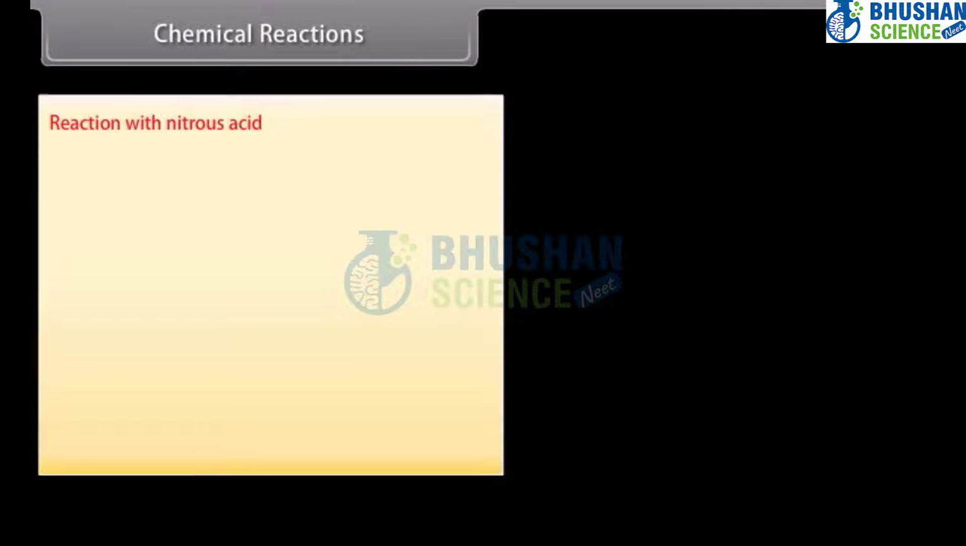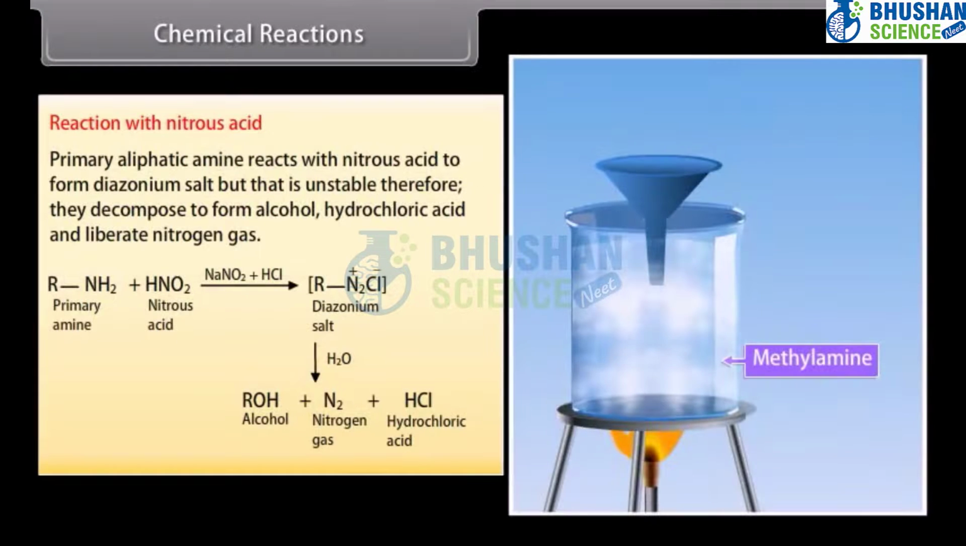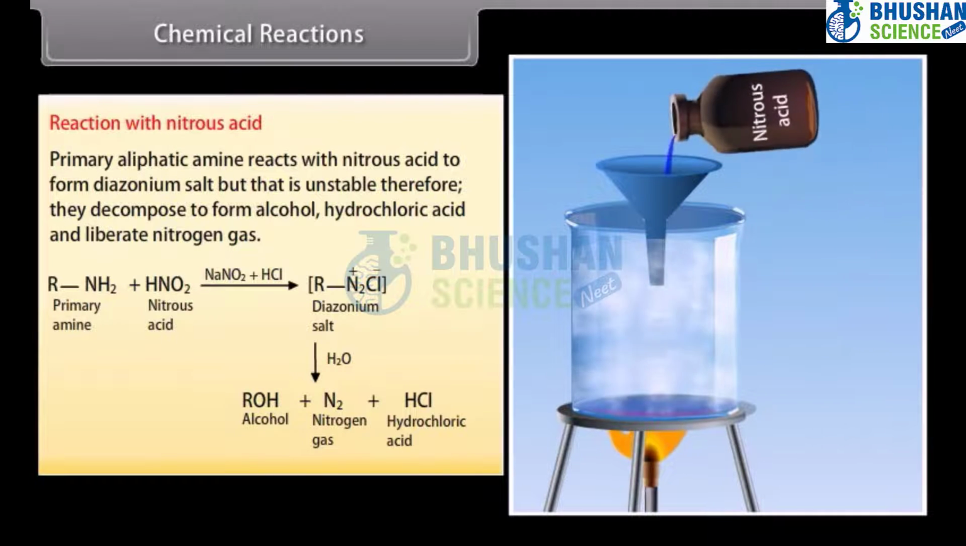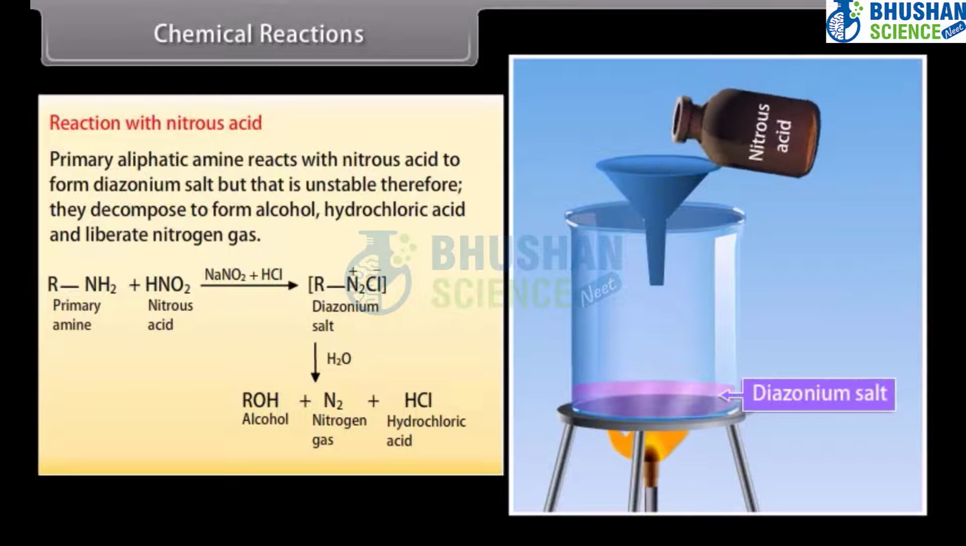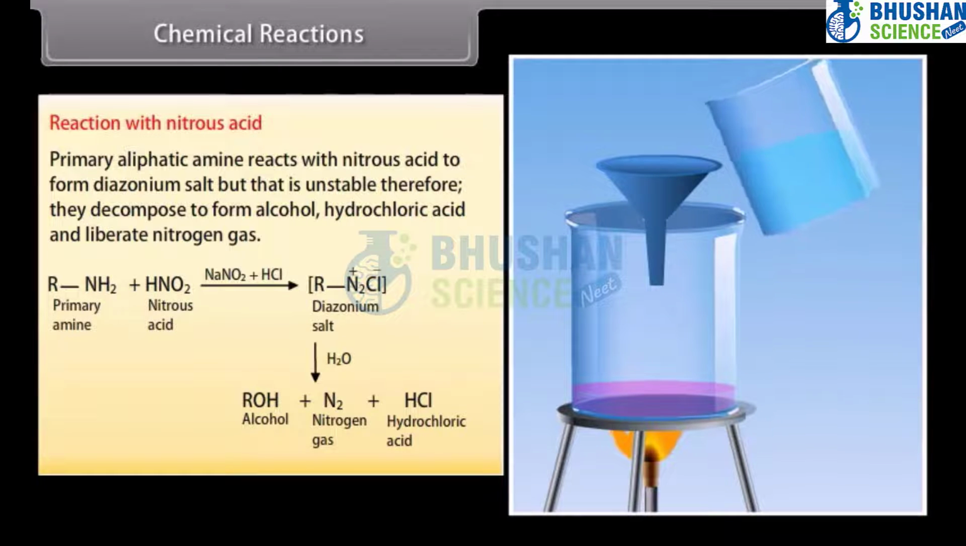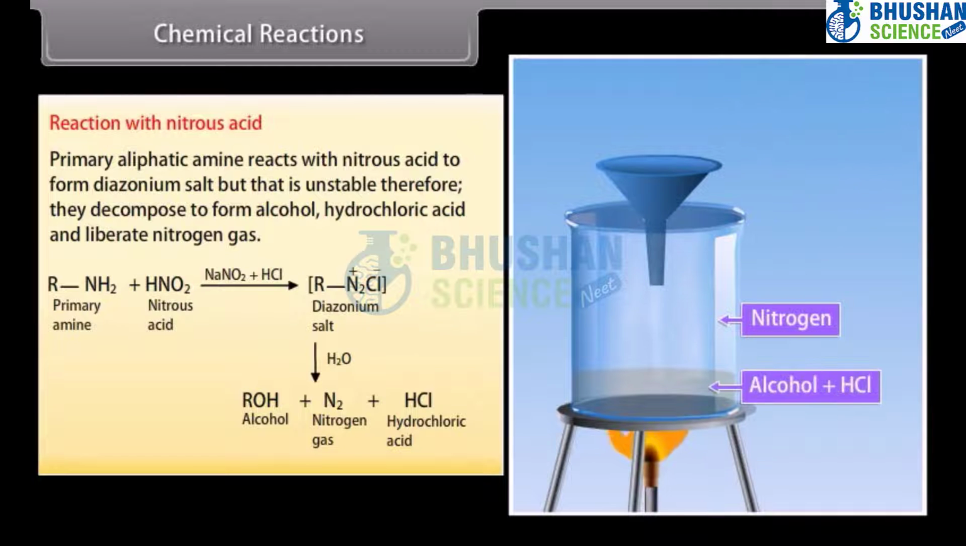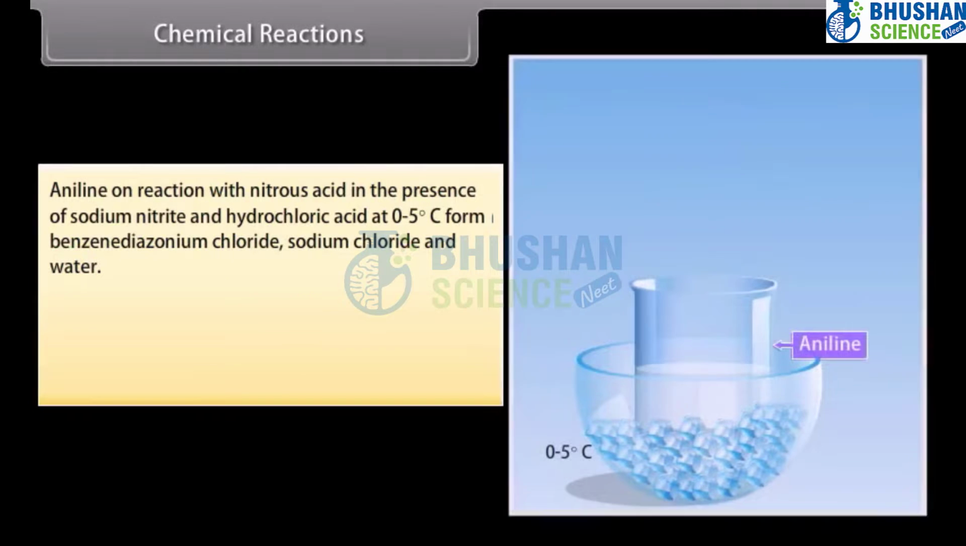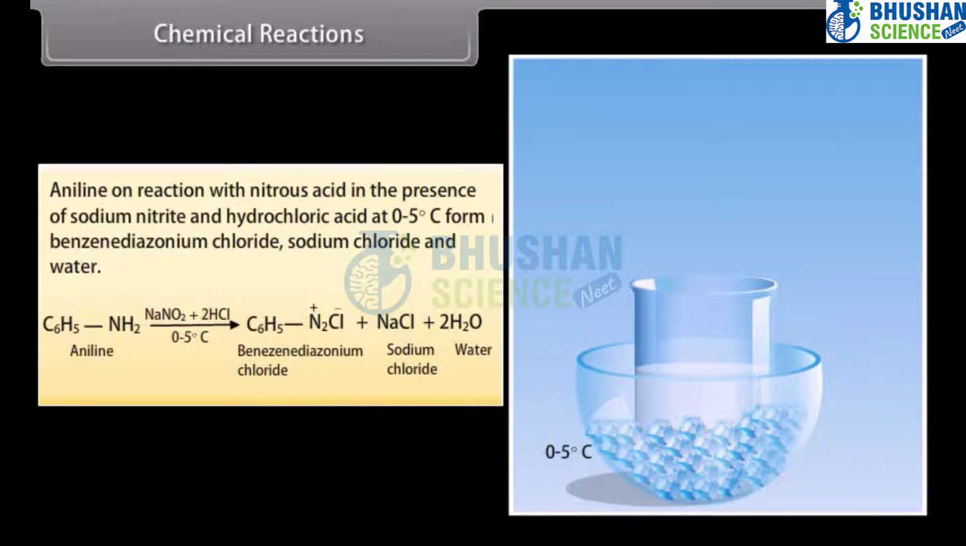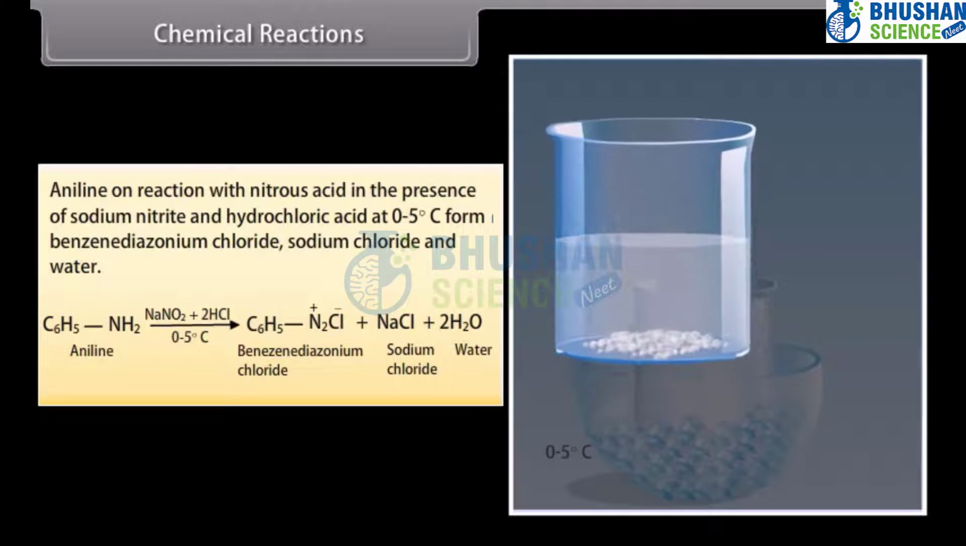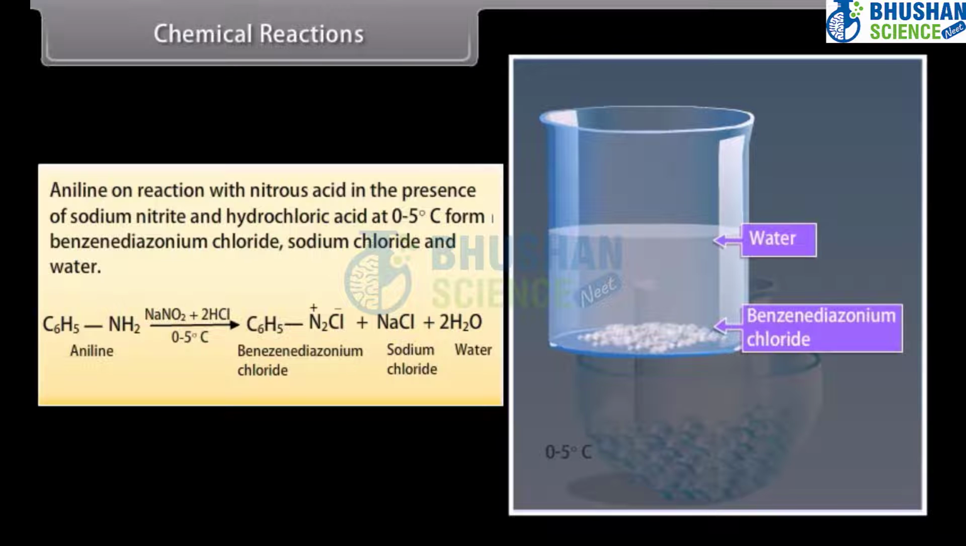Reaction with nitrous acid. A primary aliphatic amine reacts with nitrous acid to form a diazonium salt, but that is unstable. Therefore, they decompose to form alcohol, hydrochloric acid, and liberate nitrogen gas. Aniline on reaction with nitrous acid, in the presence of sodium nitrite and hydrochloric acid at 0 to 5 degrees Celsius, forms benzene diazonium chloride, sodium chloride, and water.